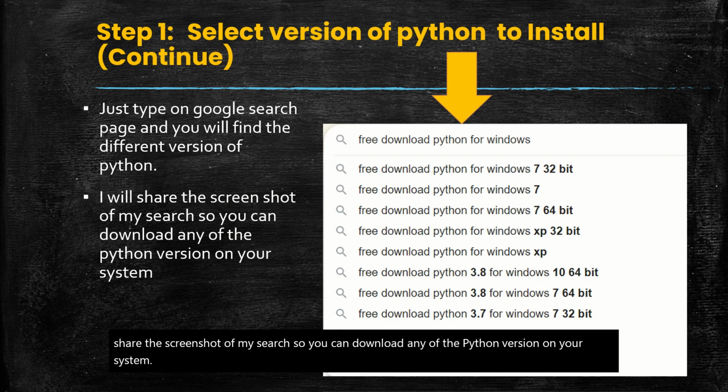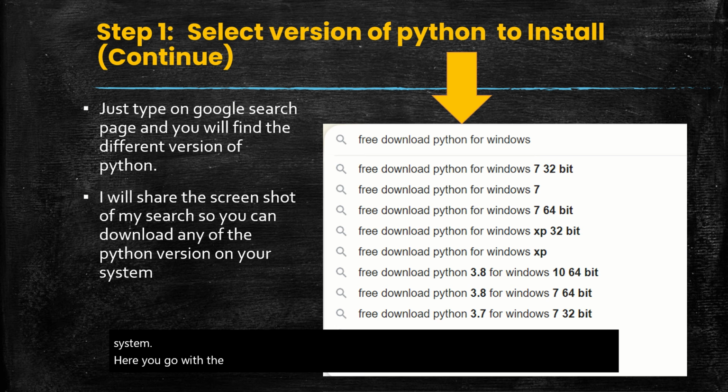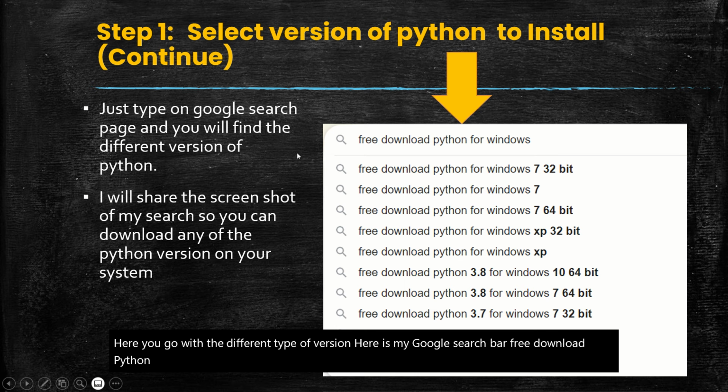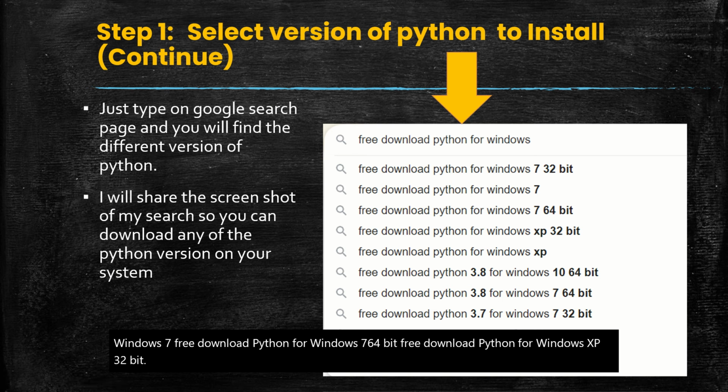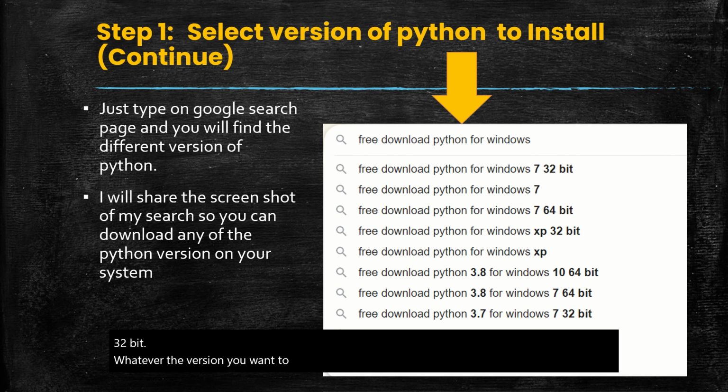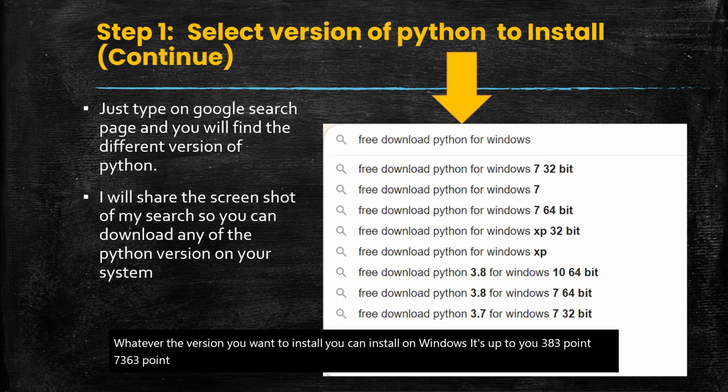Here you go with the different types of versions. Here is my Google search bar. Free download Python for Windows, free download Python for Windows 7 32-bit, free download Python for Windows 7 64-bit, free download Python for Windows XP 32-bit. Whatever version you want to install, you can install on Windows. It's up to you. 3.8, 3.7, 3.6, 3.5, and the rest are available.